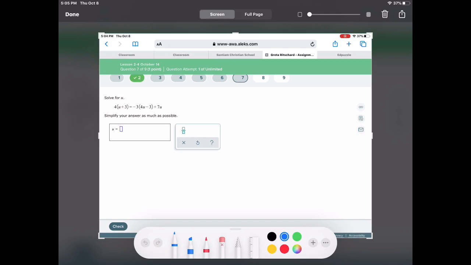I think we'll just go ahead and undo these parentheses. Okay, so I'm going to do 4 times u and 4 times 3 equals negative 3 times 4u. Negative 3 times negative 3 is positive 9, plus 7u. Now I can combine like terms. Let's combine this and this to be negative 5u. Negative 12, positive 7 makes negative 5, plus 9.